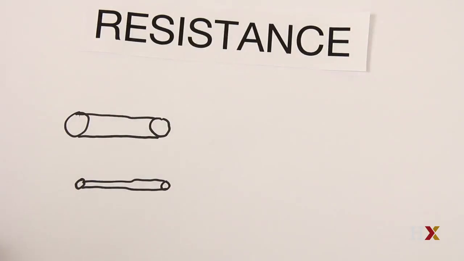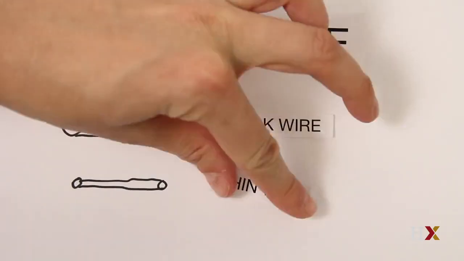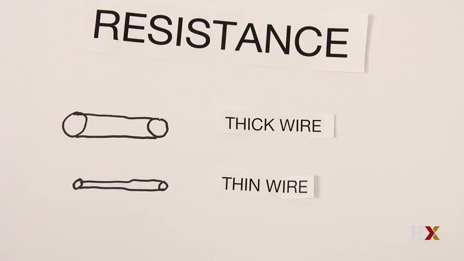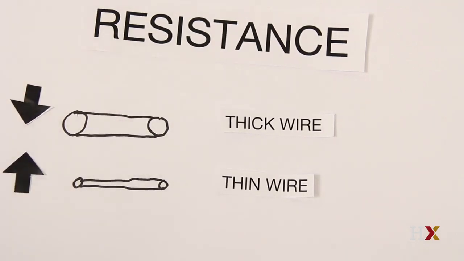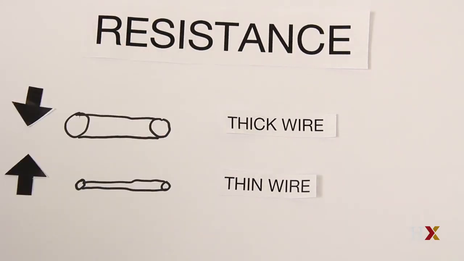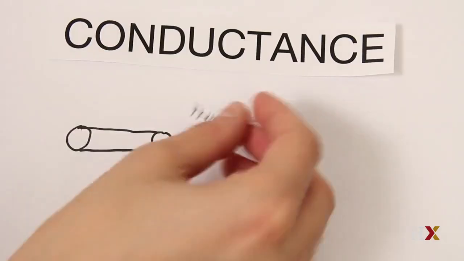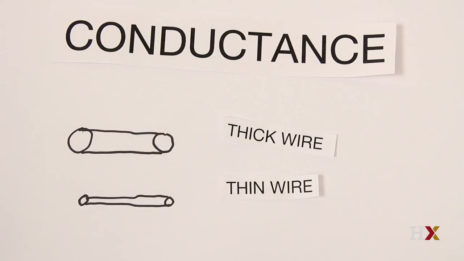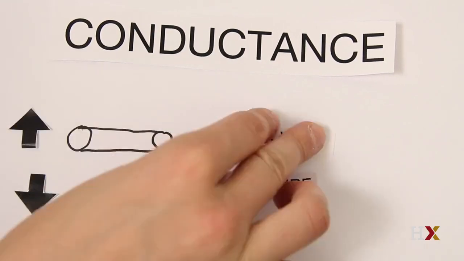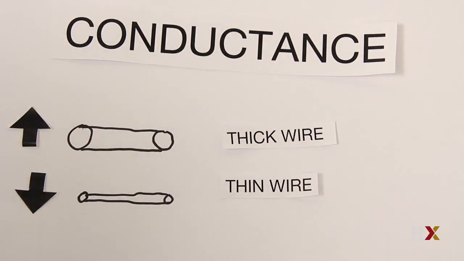Resistance is fairly intuitive. In electronics, if we have a thick wire, it's easier for current to flow than if we have a small wire, since there's more cross-sectional area for the charge to flow through. We'd say that the big wire has a lower resistance, and the thin wire has a higher resistance. Conductance is the inverse of resistance, so the big wire has a higher conductance, and the thin wire has a lower conductance.